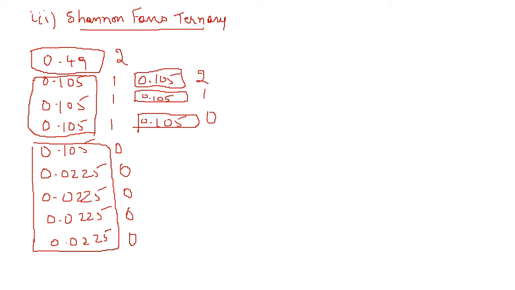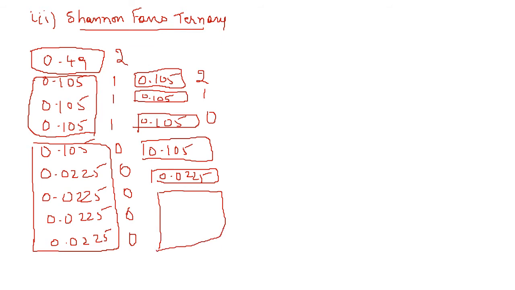Next, the last subgroup, we are going to divide it into equal halves. So the first value will be approximately 0.105, which will be one group. The next subgroup will be this value, 0.0225, and the last subgroup has the remaining three probability values, which are 0.0225, 0.0225 and 0.0225. Now assign it with 2, 1 and 0.